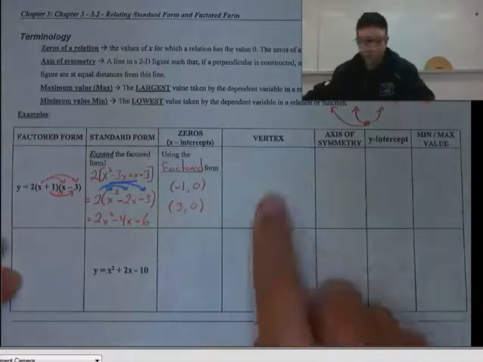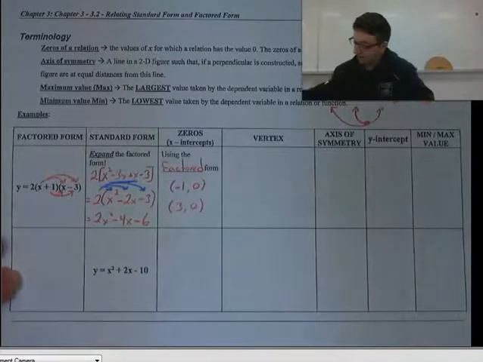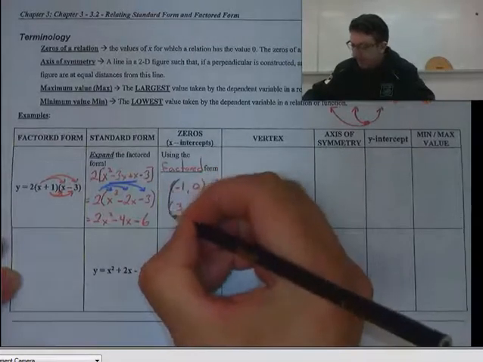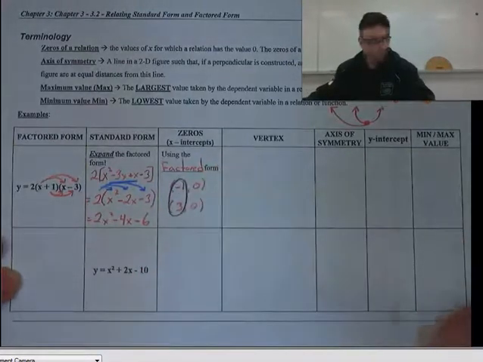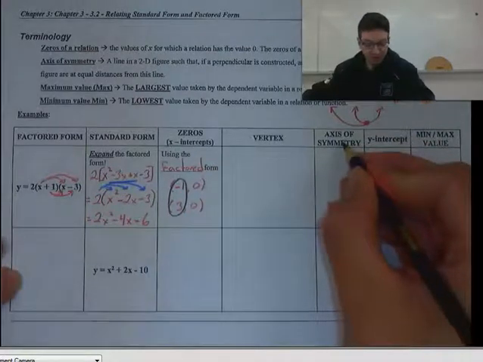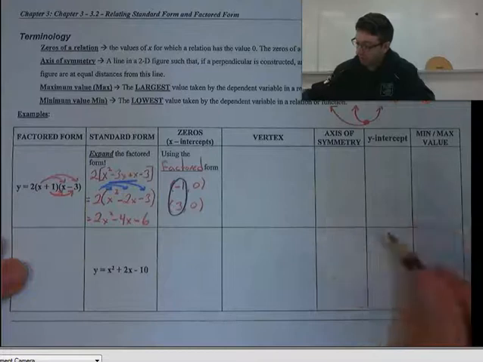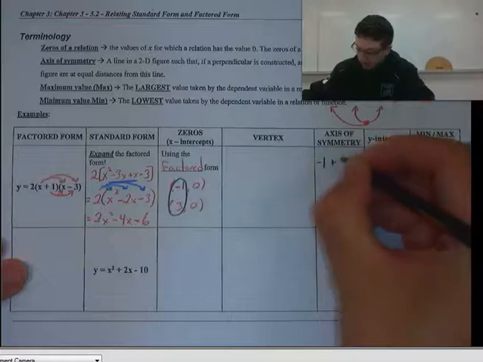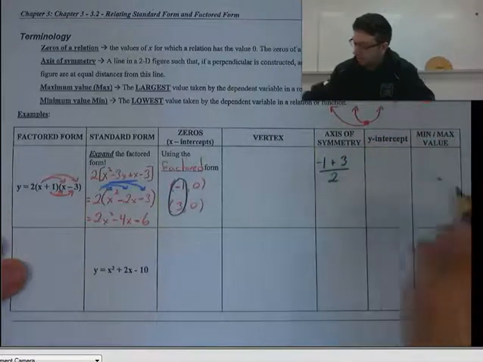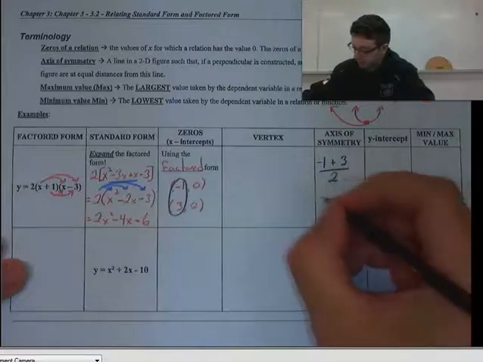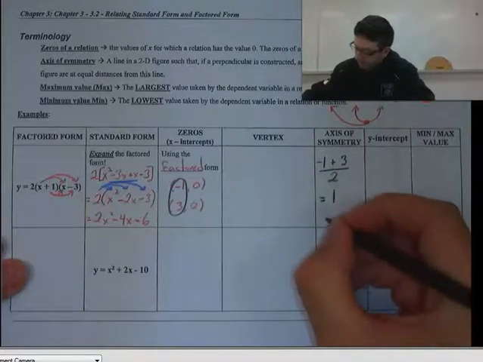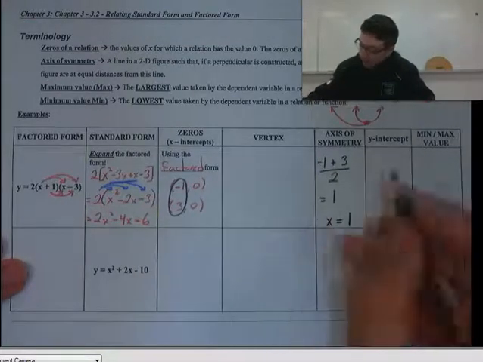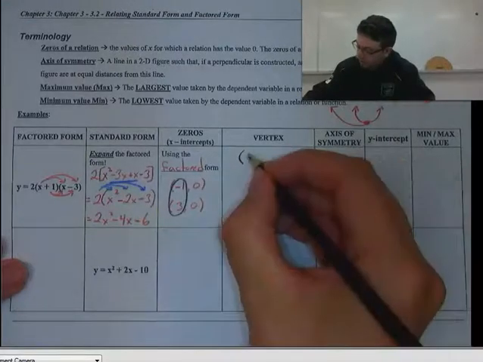Now, to find the vertex, this is probably the step that takes the most steps. You're going to find the average of those x-intercepts first to figure out where your axis of symmetry is. So let me actually do this column first. I should have put that one first. Let's take the average, so minus 1 plus 3 divided by 2. That's 2 over 2, which is just 1. So our axis of symmetry is at x equals 1. And that is the x-coordinate of our vertex.